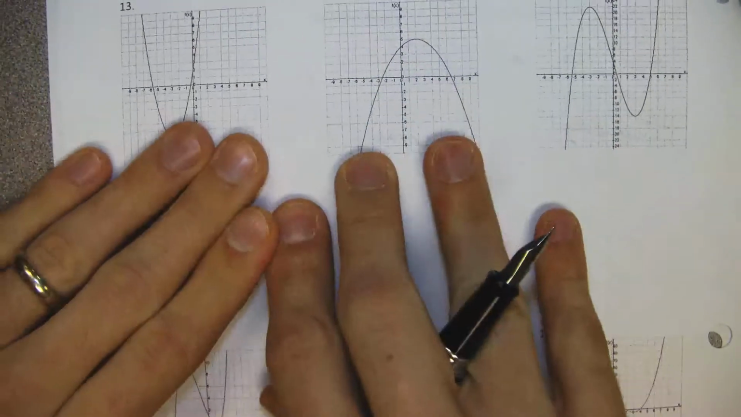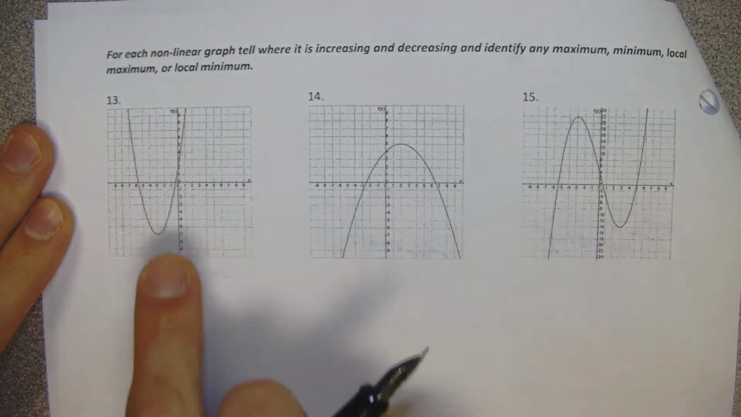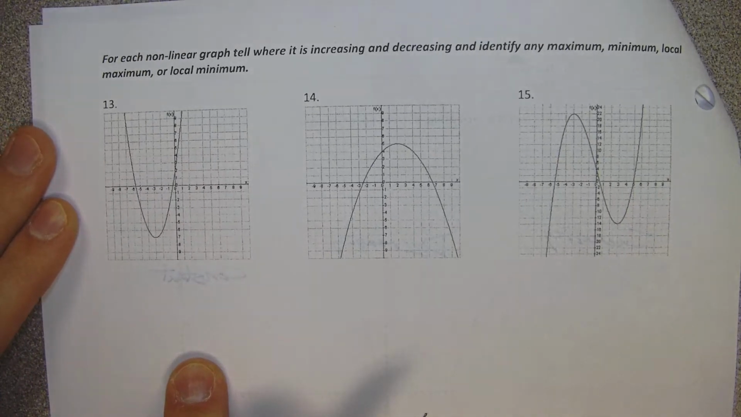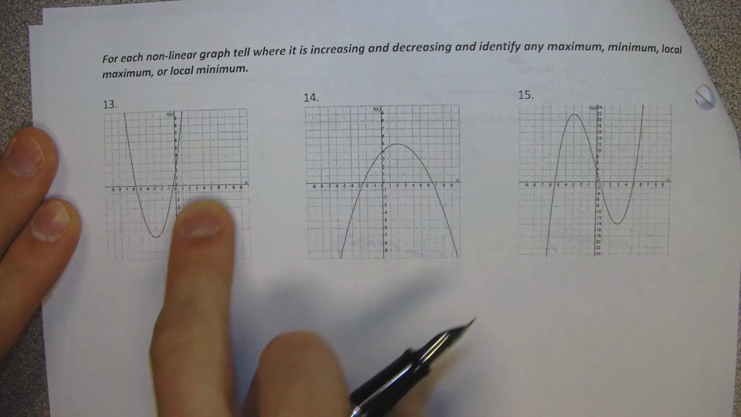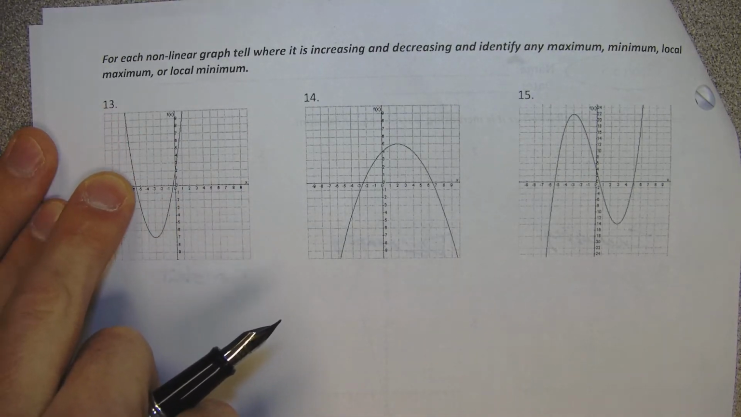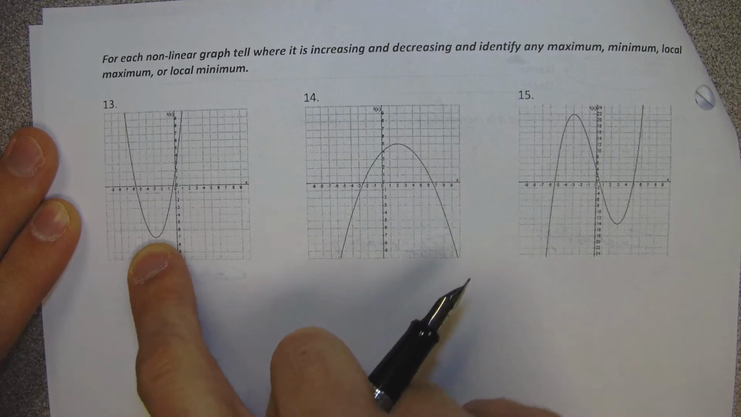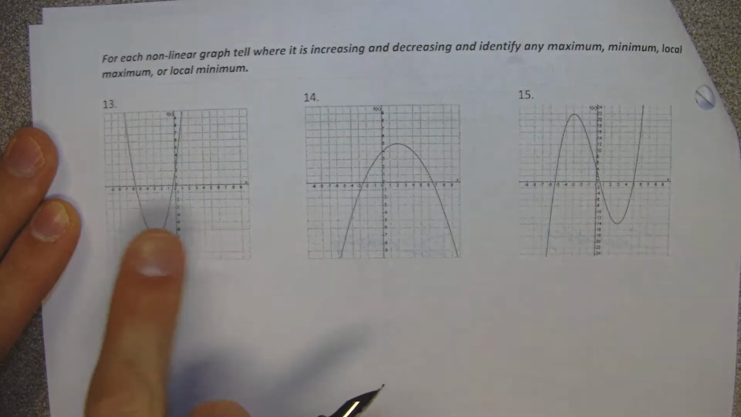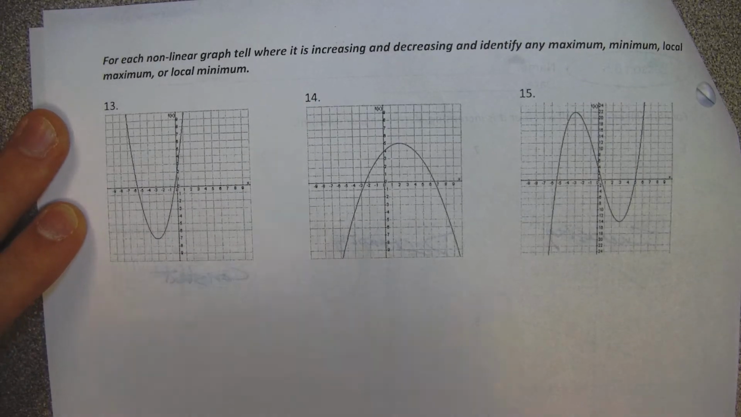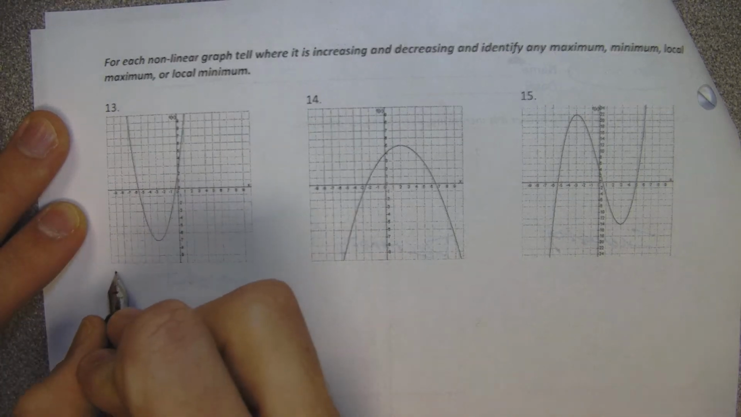All right. Nonlinear situations. Okay, obviously a graph like number 13 here isn't going to be just increasing or decreasing. In this case, it does both. In the first part of the graph, it's trending down, and then it makes the turn and starts to trend up. So it both increases and decreases depending on where you're at. So let's write it out. First thing it does is it decreases.